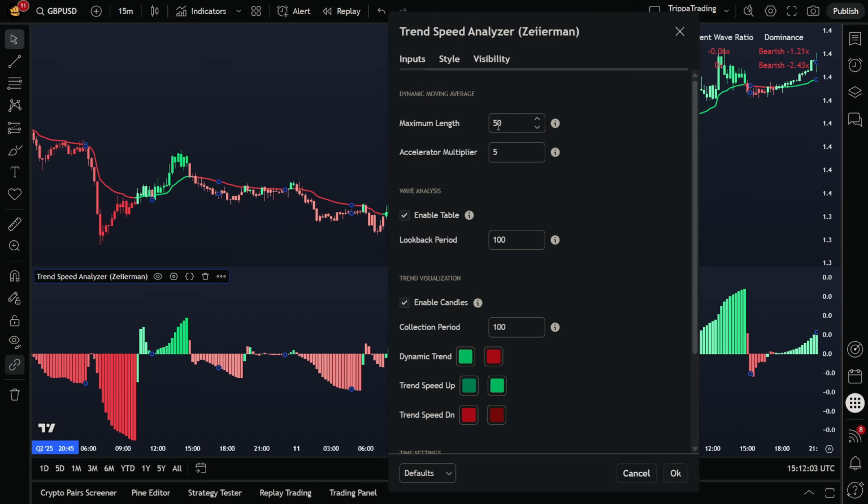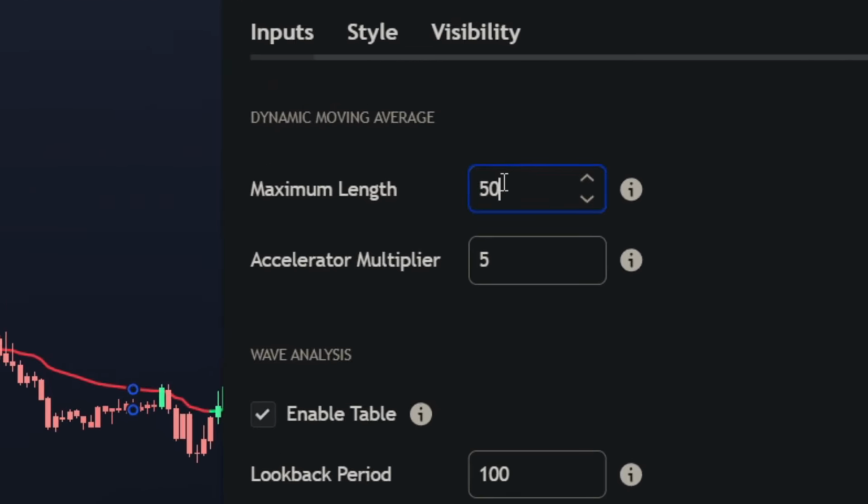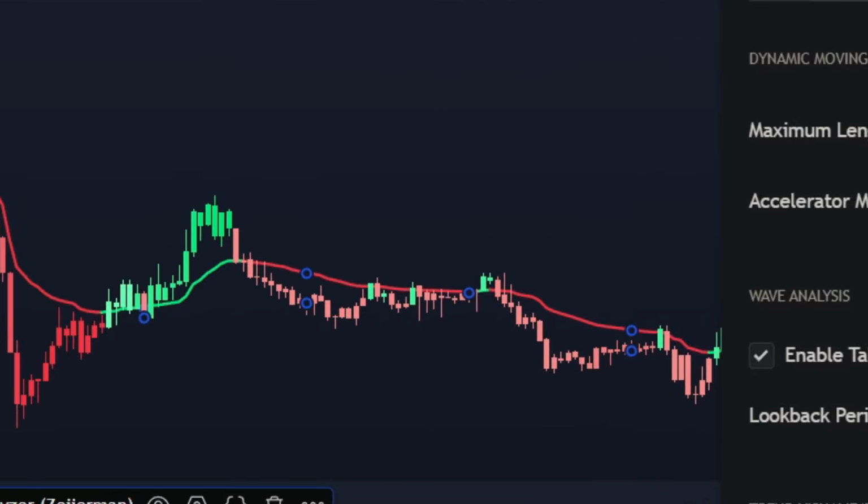First up is MA length. This controls the smoothing of the trend line. The default is set to 50, which gives you a good balance between responsiveness and noise reduction. If you want the line to react faster to price, lower this number a bit.